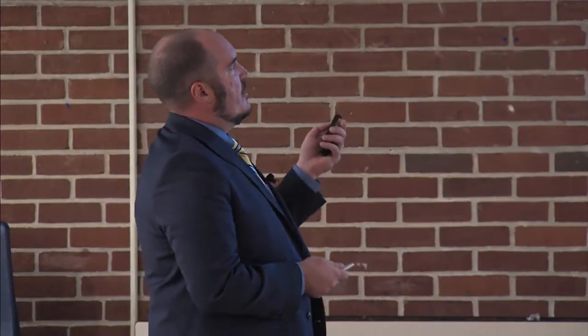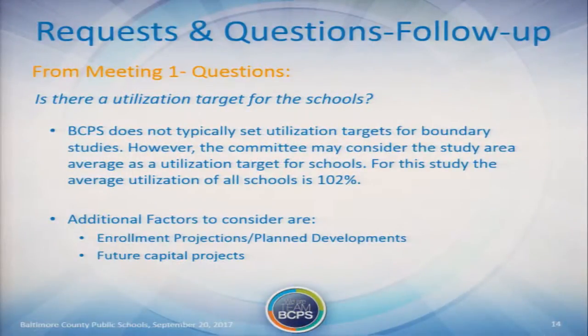Another question was, is there a utilization target for the schools? BCPS doesn't typically set utilization targets for boundary studies, but the committee may consider an average, the study area average, as what I call a soft target utilization. And in this area, with the new school capacity, that utilization number is 102%.